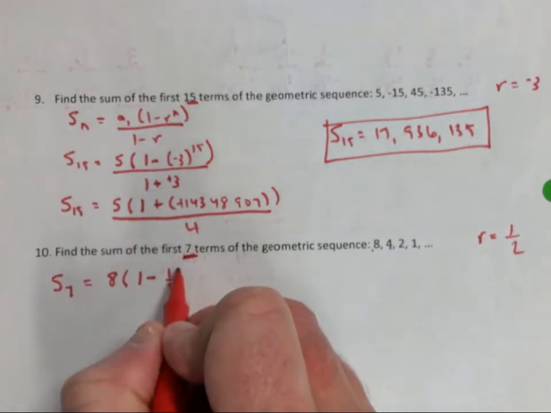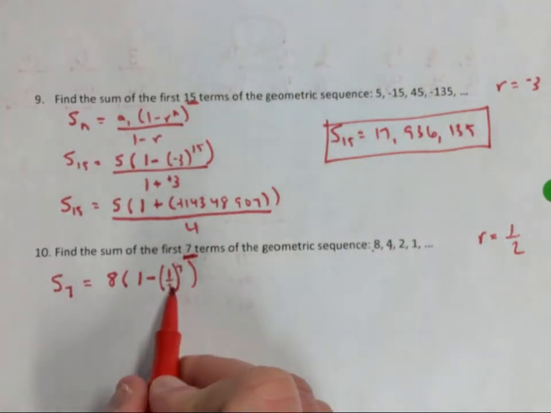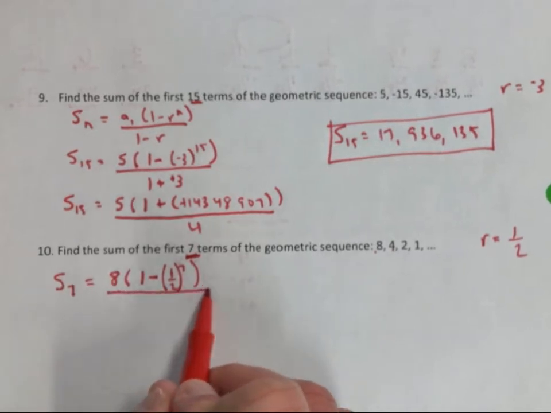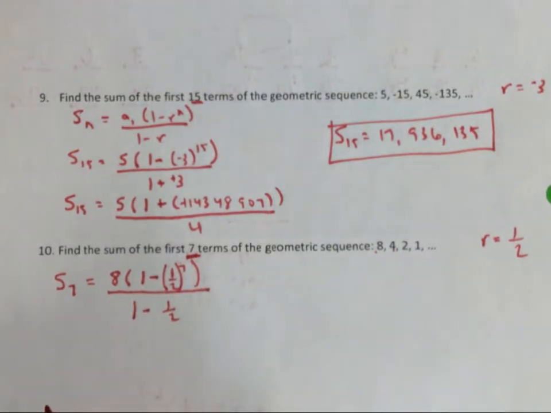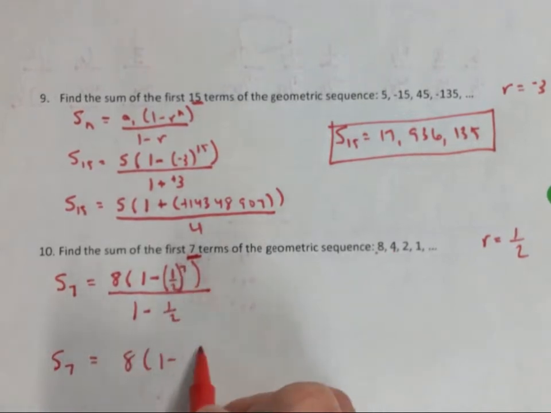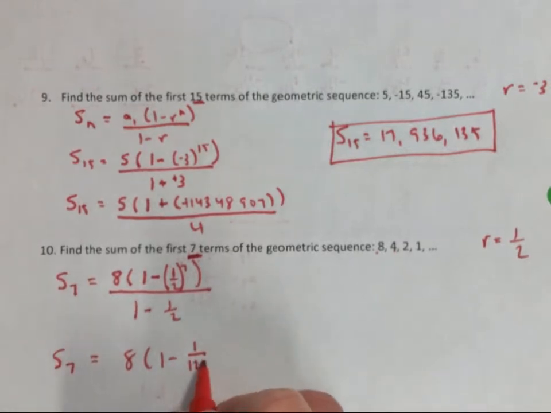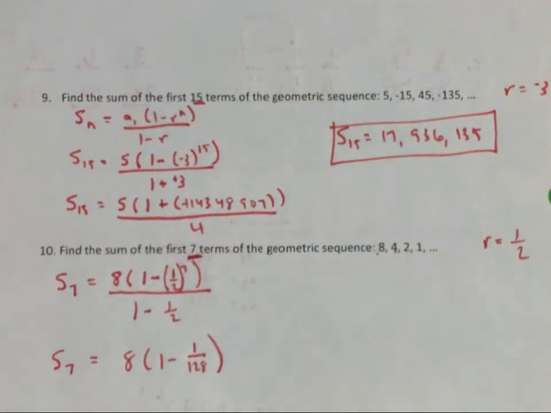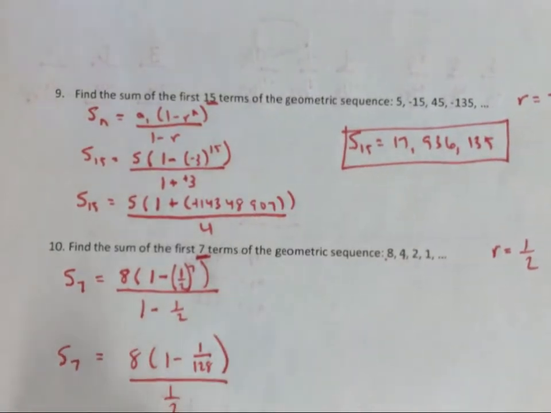Now your n is 7. I'm going to put 7 here. I kind of put that in parentheses to let me know I'm raising that to the 7th power. All over 1 minus 1/2. So I got 8, 1 minus. Now, 1 to the 7 is 1. 2 to the 7 is 128. Is that correct? Yep. All over 1 minus half is going to be a half.